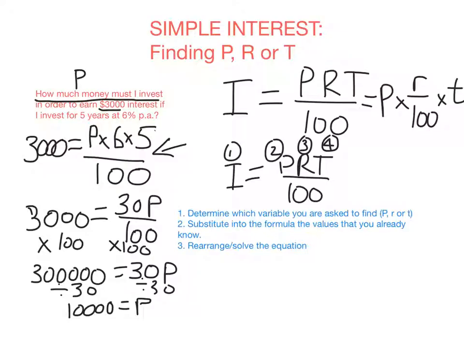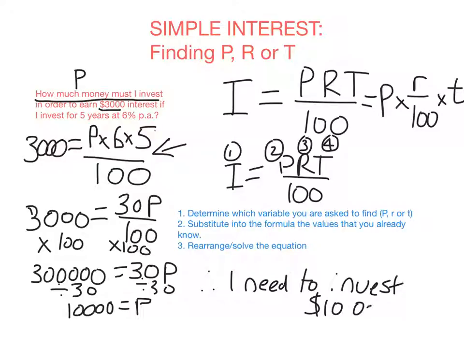So that means that I've found out that if I want to earn $3,000 interest by investing for 5 years at 6% per annum, I need to originally invest $10,000. So you should write a sentence after that. So you say, therefore, I need to invest $10,000. So this makes sense, right?